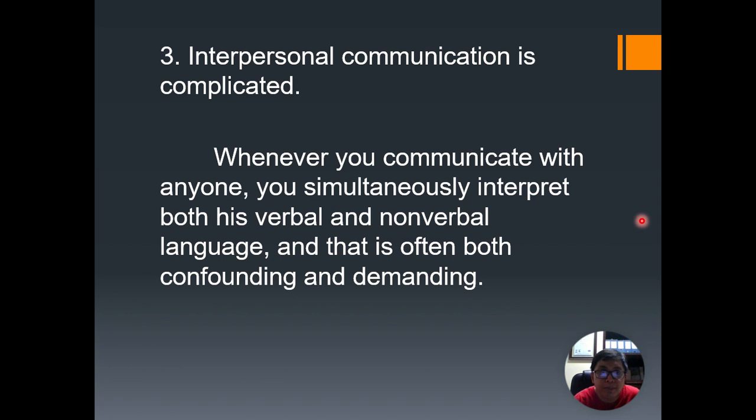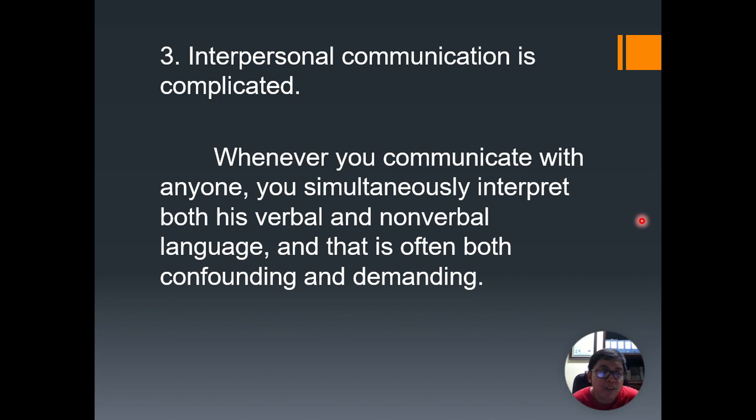The third principle: interpersonal communication is complicated. Whenever you communicate with anyone, you simultaneously interpret both his verbal and nonverbal language. And that is often both confounding and demanding at the same time. Because why on earth do we really need to consider everything that takes place? Everything that the other person is giving.